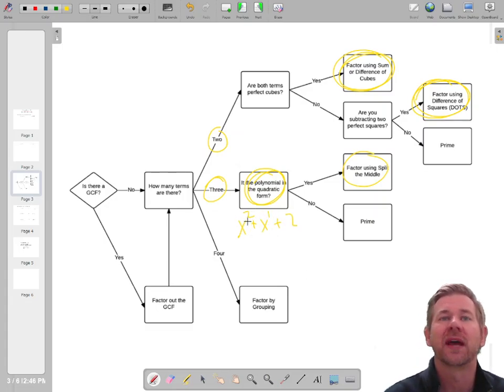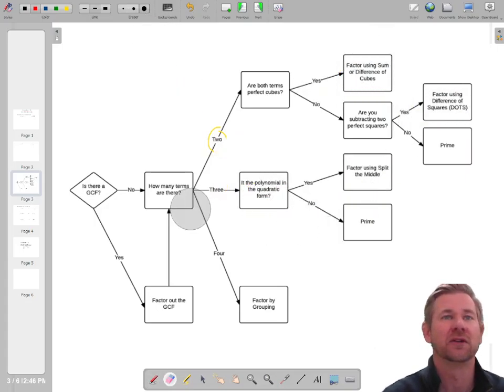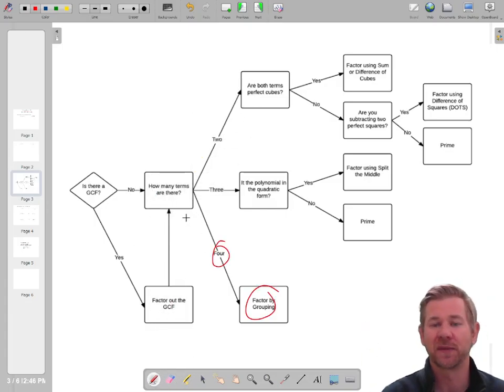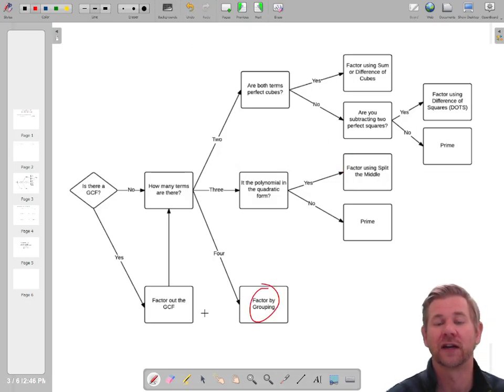Okay, that's in the quadratic form, but other polynomials that are in the quadratic form are anything that's the same ratio, like exponents 4 and 2, or 6 and 3. Anytime that the leading exponent is twice the middle term's exponent, then you split the middle just like you always split the middle, and then you'll just have higher degree factoring. And if there are four terms, then you're going to factor by grouping, and those are the only strategies you can have. So we're either going to look for sum and difference of cubes or DOTS if it's got two terms, we're going to split the middle, or we're going to factor by grouping.